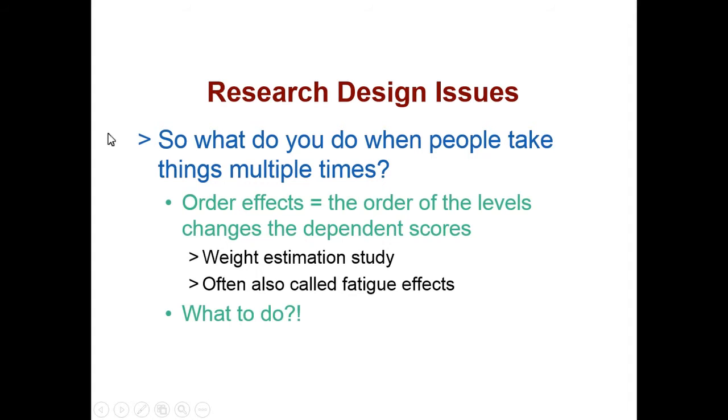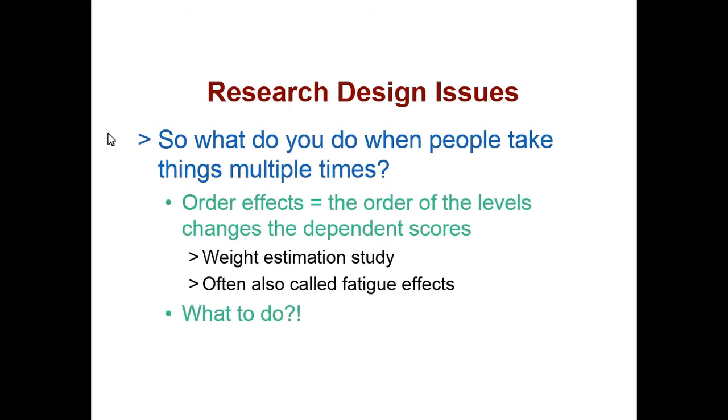So what do you have to do when you have people who are taking things multiple times? So this is a new problem that we have. And there are lots of problems that this causes, but the most important one is really order effects. So the order that you give people the levels, the different groups for the experiment, might change the scores.